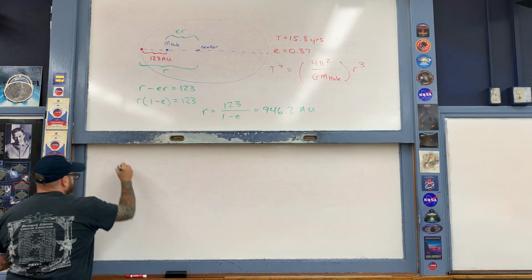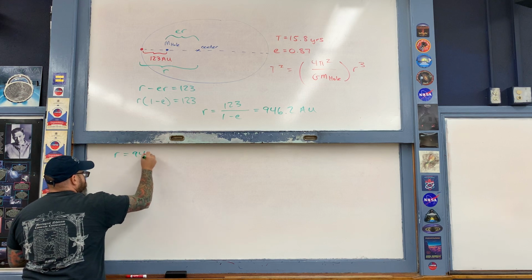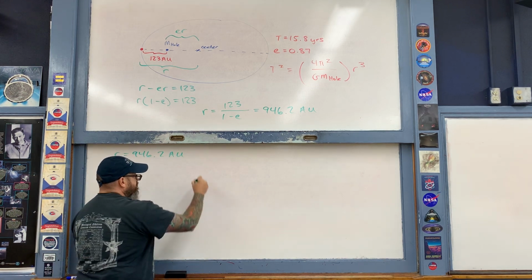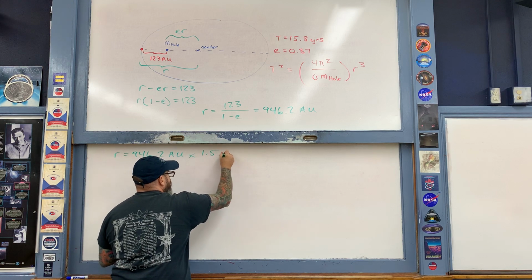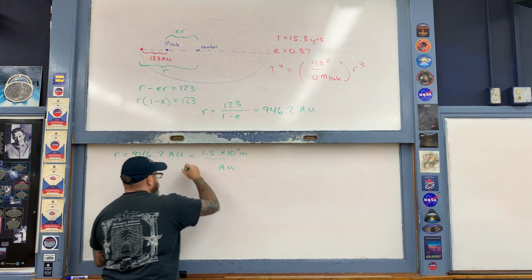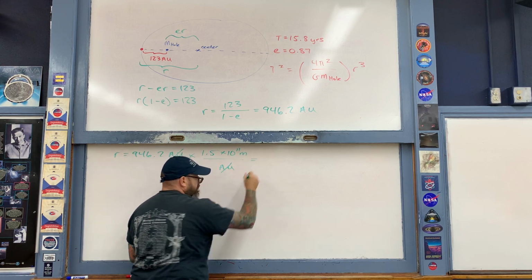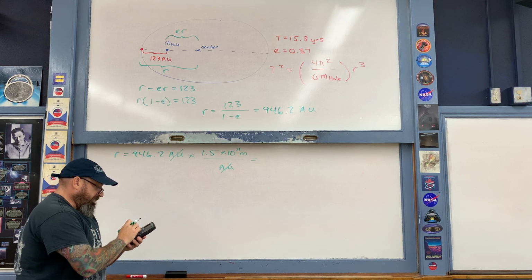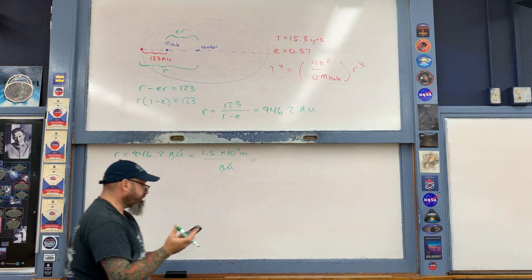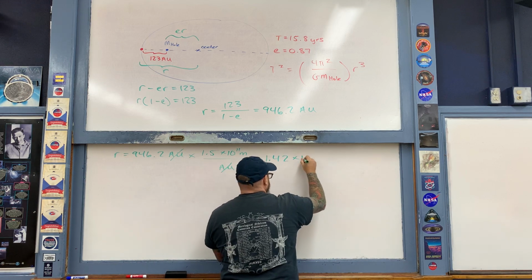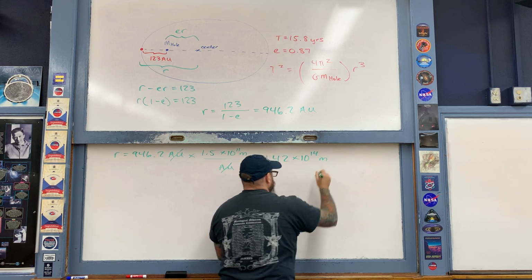So first of all, r. r is 946.2 AU. I need to convert this into meters. The conversion factor is as follows: 1.5 times 10 to the 11th meters per AU. So let's cancel AU like so, and then we'll get this distance in terms of meters. So times 1.5 times 10 to the 11th. This is about 1.42 or so times 10 to the 14th, and this would be in terms of meters.